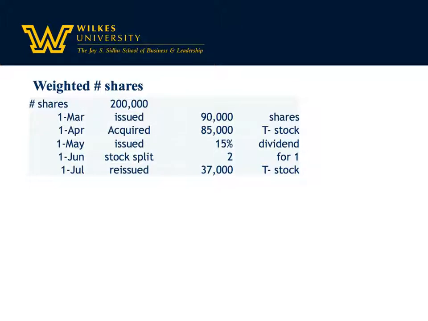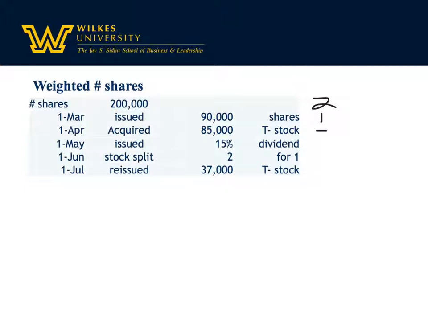And then on March 1st, we have 90,000 shares. So the 200,000 existed in that case for all of January and all of February, so that was for 2 months. In March, we had another 90,000, so we've got to add that for 1 month. But on April 1st, we bought back 85,000 shares of treasury stock, so we've got to take care of that for a month. Then we have a stock dividend, which was 15%.